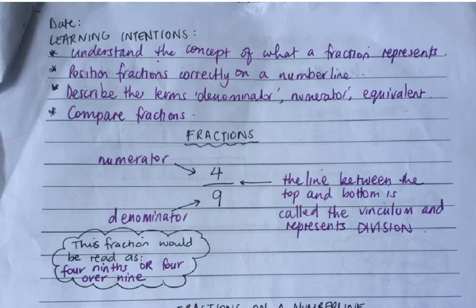And a fraction, as you can see, has a top number, which we call a numerator, and a bottom number, which we call a denominator. The other thing to notice about a fraction is that the line in between the numerator and the denominator is called a vinculum, and it represents division. So really, we could say that this fraction here is 4 divided by 9. So the middle line actually represents division. The other thing that we need to know is that this fraction would be read as 4/9.